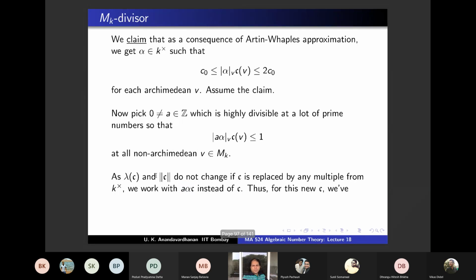Okay, we are going to work with A alpha C. And therefore, our new C is this A alpha C. So for this new C, we have the inequality. You have A alpha C, mod alpha times C is between C naught and 2 C naught, and you are multiplying by A also. So it is C naught times mod AV and 2 C naught times mod AV at all the Archimedean places. Agree? So at all the Archimedean places, CV is between C naught mod AV and 2 C naught mod AV.